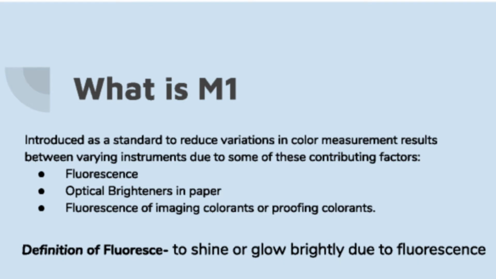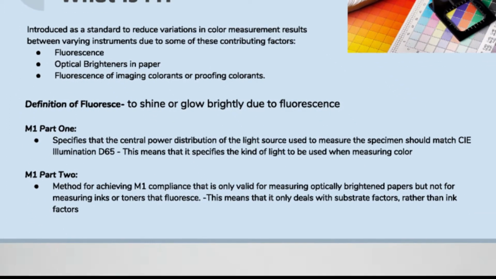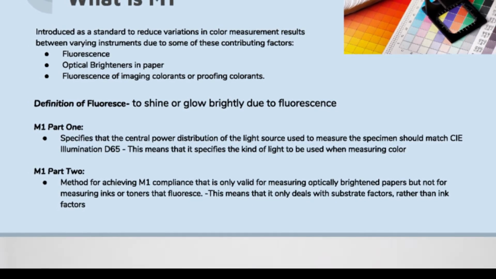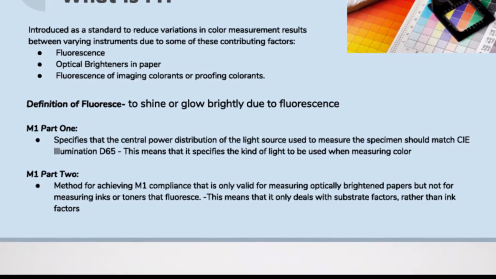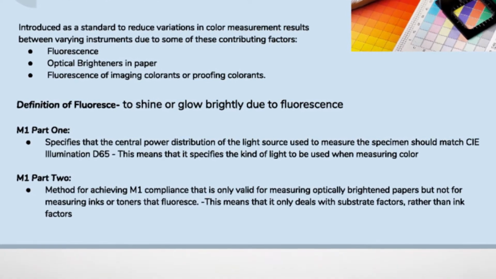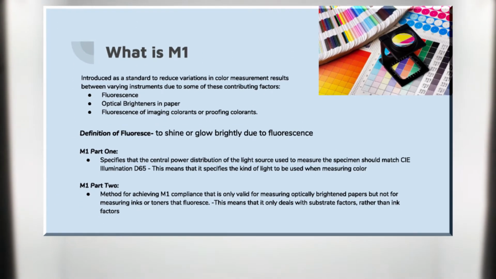Variation can happen between different instruments and due to several different printing and substrate factors, including fluorescence, optical brightening agents, and proofing colorants. There are two parts to the M1 paper standard. M1 Part 1 specifies the kind of light that needs to be used when measuring color. The light source should match CIE illumination D65. M1 Part 2 is a method for achieving M1 compliance that is valid only for measuring optically brightened papers, but not for inks or toners that fluoresce.